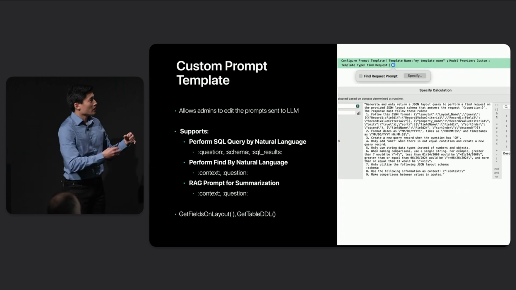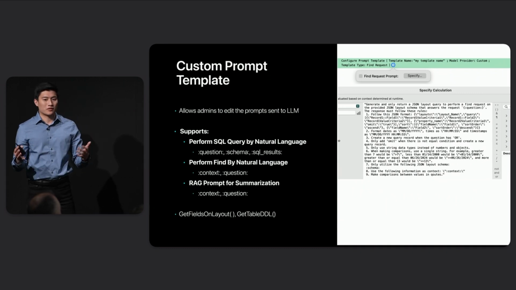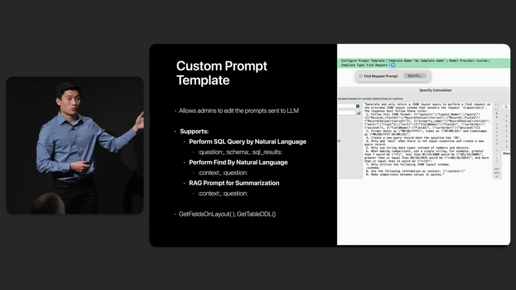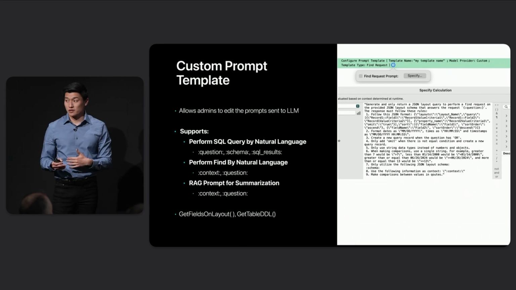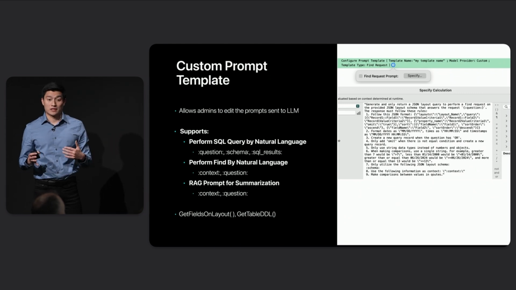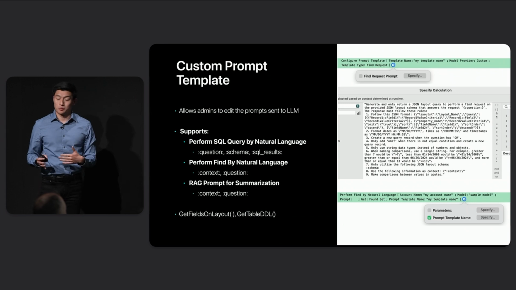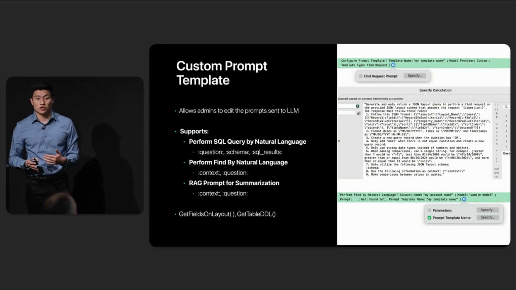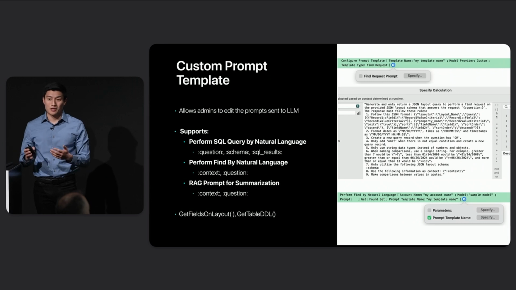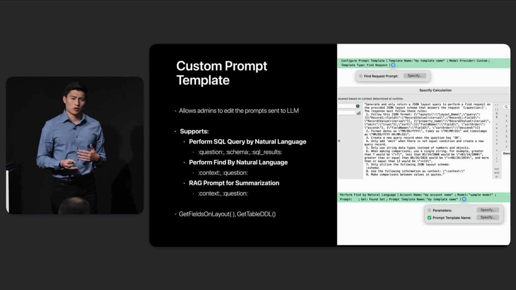There's a lot of text here. You don't have to digest all of it, but once you get FileMaker 2025, you'll be able to see this more in action. You can add and remove rules that will better fit the results that you're looking for. So for summarization, if you want something more concise, you can add that rule here. If we go back to our perform find by natural language, we're able to specify the prompt name. And just like Wade mentioned before, you can do that for the perform SQL query by natural language and also for the RAG summarization.